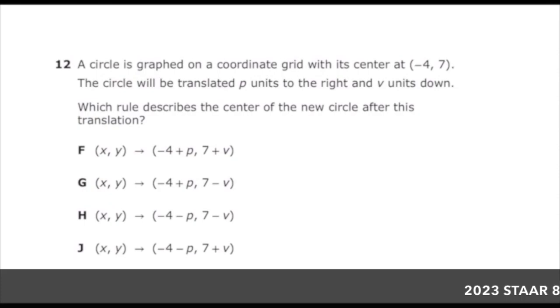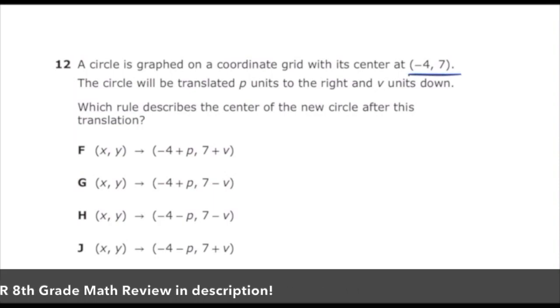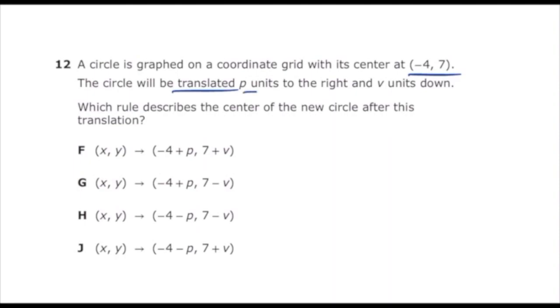This is number 12 from the 2022 8th grade math STAAR test. A circle is graphed on a coordinate grid with its center at -4, 7. The circle will be translated p units to the right and v units down. Which rule describes the center of the new circle after this translation? So they tell us that the center is -4, 7, and we're translating, which means we're just sliding our circle either up and down or left and right.